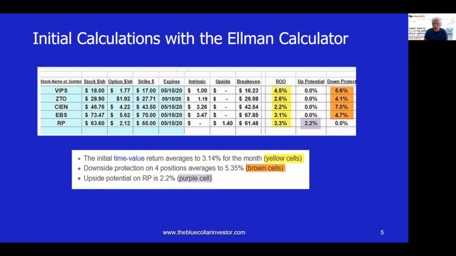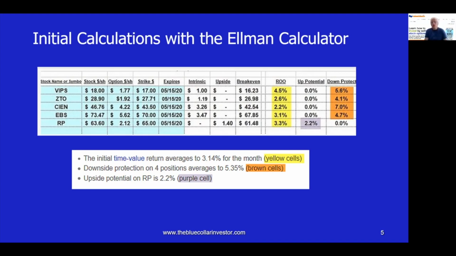And for the in the money strike, that would be deducting the intrinsic value. So actual time value initial returns. Now, the downside protection for the 4 in the money strikes averaged out to 5.35%. What that means is on 80% of the portfolio, those securities can go down on average 5.35%, and we still will have achieved our 3.14% average 1-month time value return. It's pretty darn good for a month because that annualizes out to close to 40%.